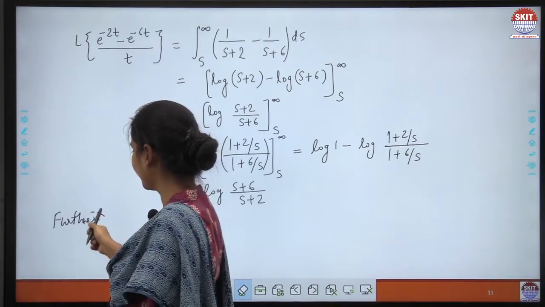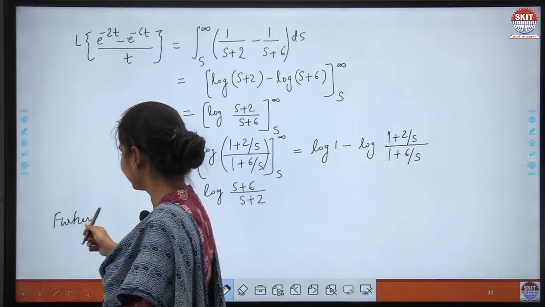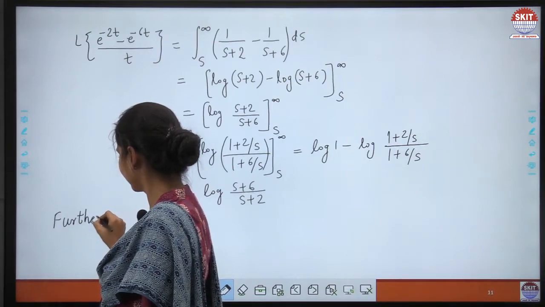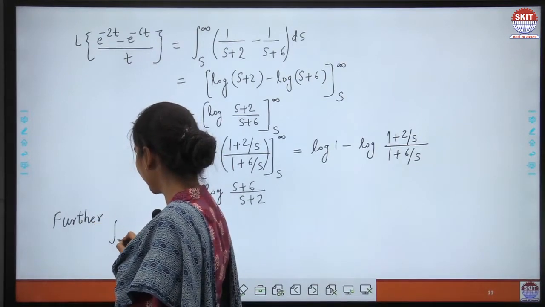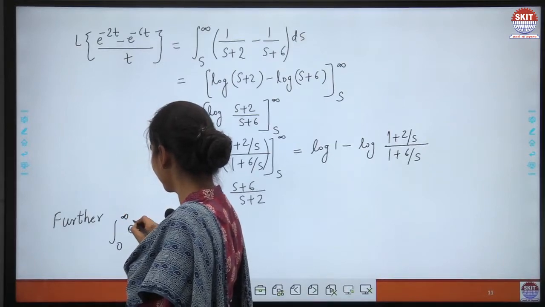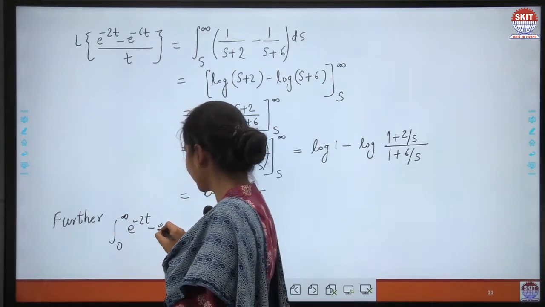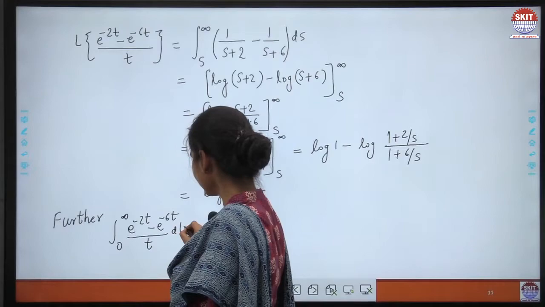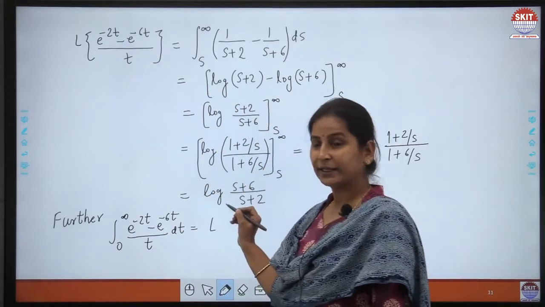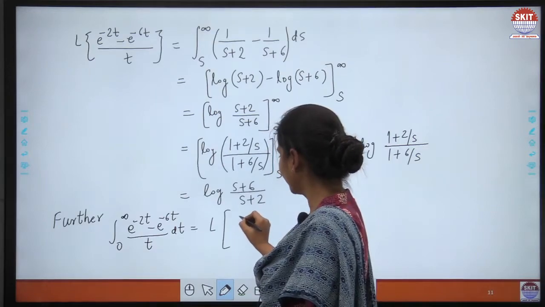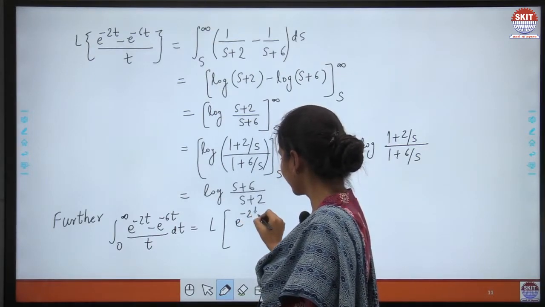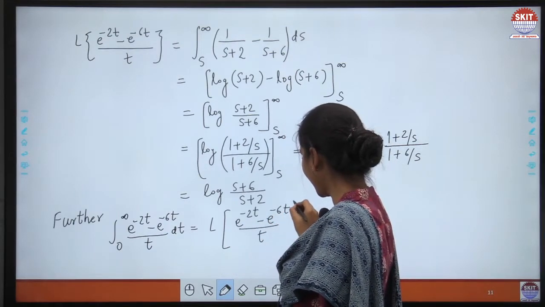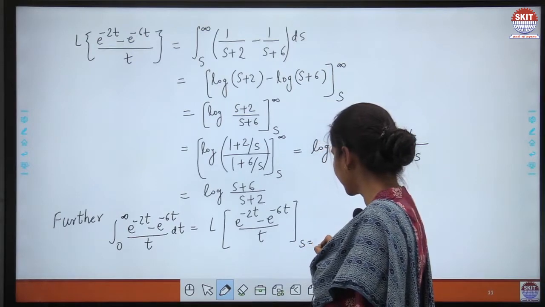So further we have to evaluate this integral: 0 to infinity e to the power minus 2t minus e to the power minus 6t by t dt. And this we have already explained, that it was equal to Laplace of e to the power minus 2t minus e to the power minus 6t by t, and I have to replace s with 0 in this.